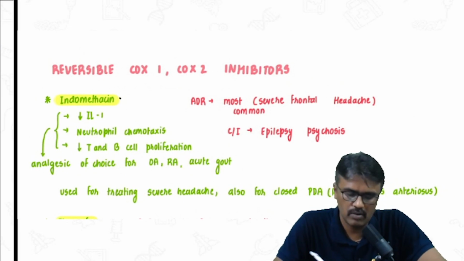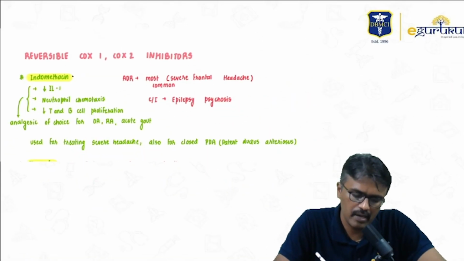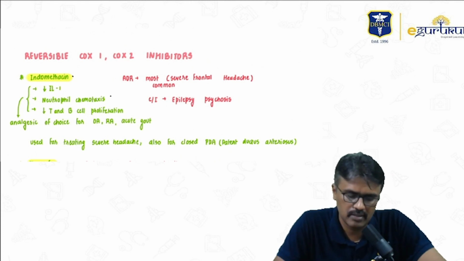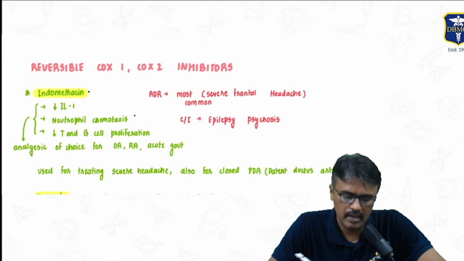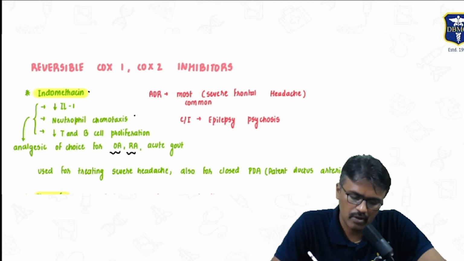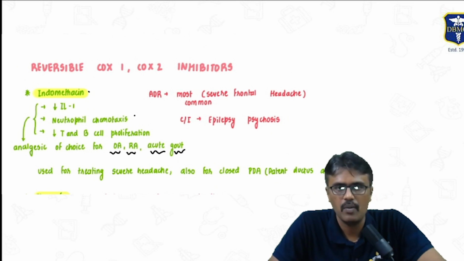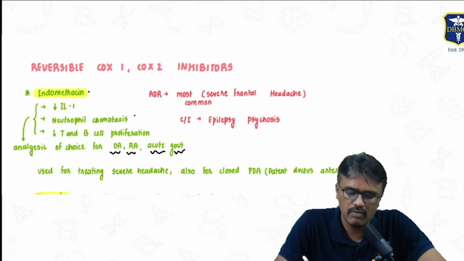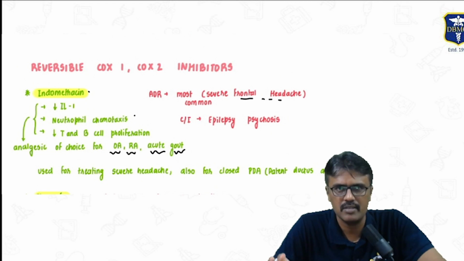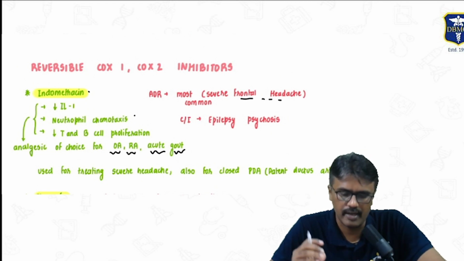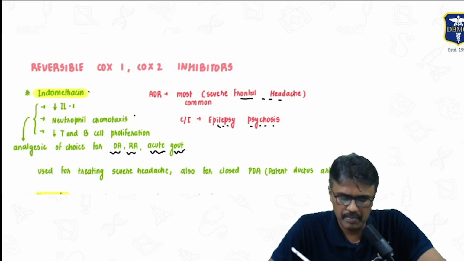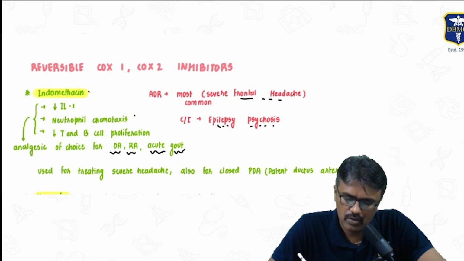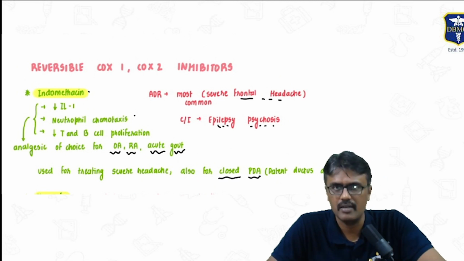Indomethacin, in the notes we told that it decreases interleukin 1, decreases neutrophil chemotaxis, and decreases T and B cell proliferation. It is the analgesic of choice in OA, rheumatoid arthritis, and acute gout. One important issue is it causes severe frontal headache in few individuals. Can we use it for headache? Yes, it can be used. Only few individuals will experience that frontal headache. It is contraindicated in epilepsy and psychosis. And remember, it is used for closing of patent ductus arteriosus.